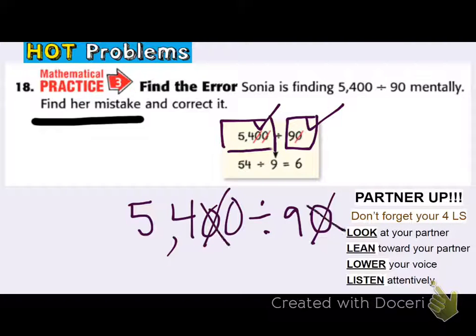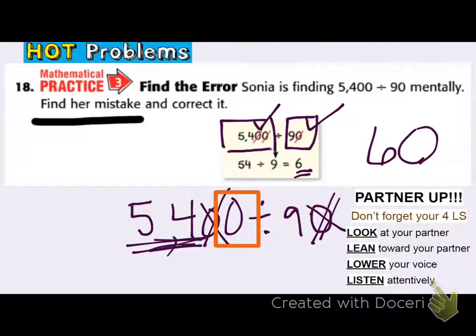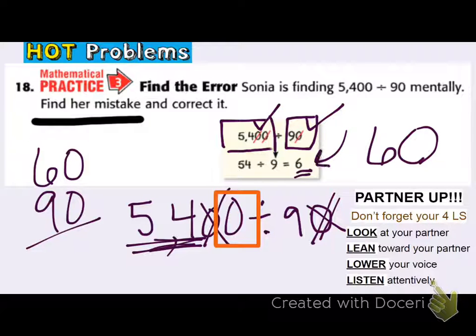You can cross off 1, but then you have to leave 1 because there's not a matching 0 in the divisor. So I can do the basic fact, which she did for me. Thank you, Sonia. 9 times 6 is 54. But if I think about the place value, it should have been 60, not just 6. And I can prove that it's reasonable, or that the mistake was she forgot her 0 in her quotient.